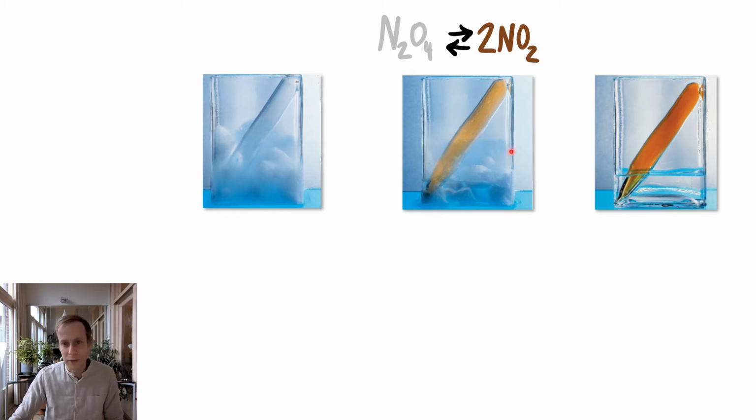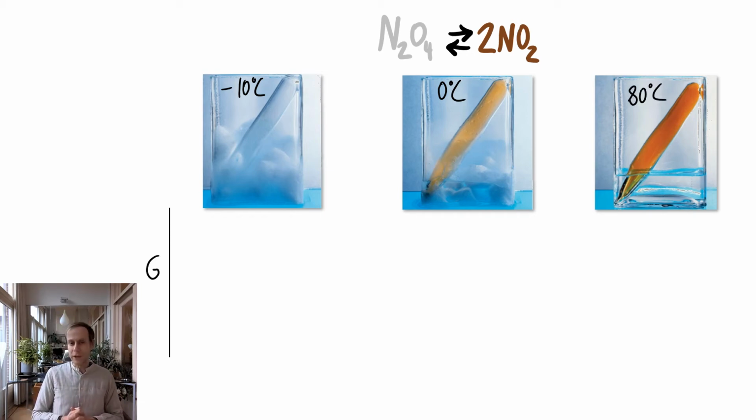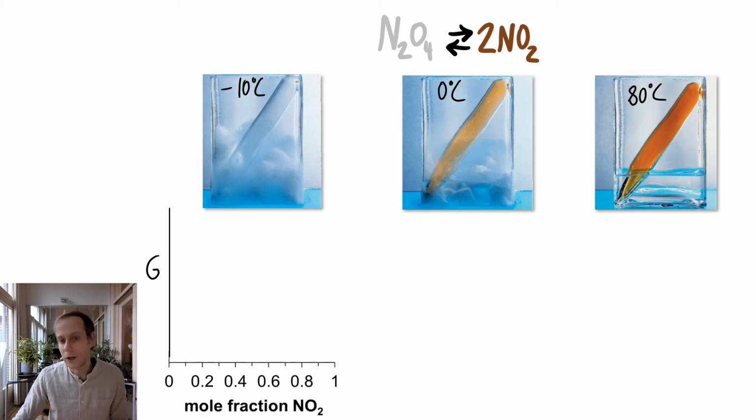So you see from left to right with the color, there is a larger amount of nitrogen dioxide in each vial. The one on the left is at minus 10 degrees Celsius, the one in the middle at 0 degrees Celsius, and the one on the right at 80 degrees Celsius. So if we plot for each one of those the Gibbs free energy against the mole fraction of the nitrogen dioxide on the x-axis ranging from 0 to 1, then we find at minus 10 degrees Celsius that the lowest value for the Gibbs free energy is actually at a small fraction of nitrogen dioxide.